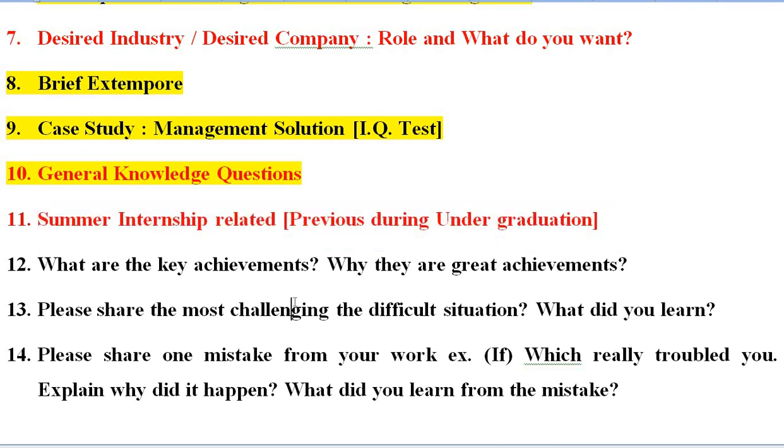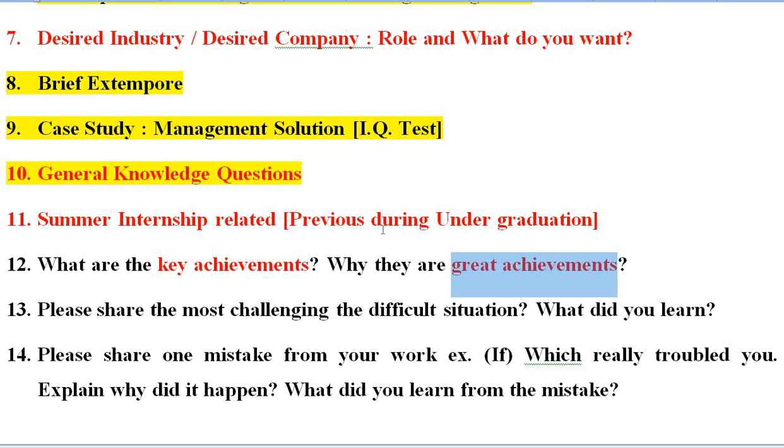If you have work experience, I have told you several times that they want to know the key achievements you made in the last 2 to 3 years. Another thing is what the great achievement is, and why it is great according to you. They will ask this type of question, and this is a very easy question, but you should give the answer in 1 to 2 lines, otherwise you'll be in big trouble.